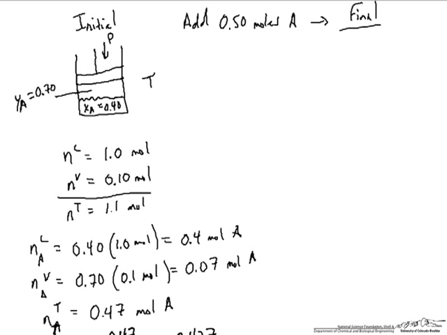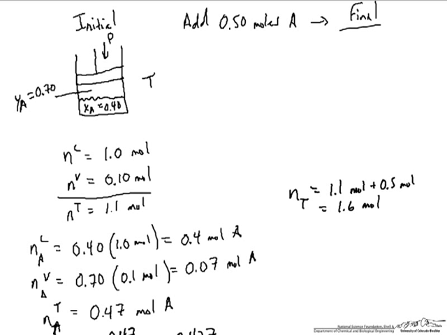Okay, so we add this 0.50 moles, and then we know now that our new value for N total is equal to what we started with, which is the 1.1 moles plus 0.5 moles. And so we have now a total of 1.6 moles in our system.